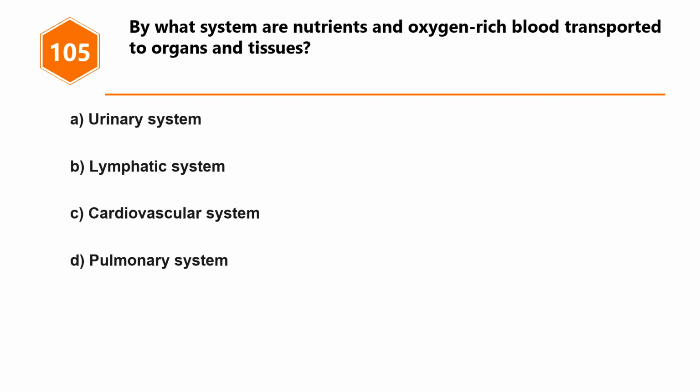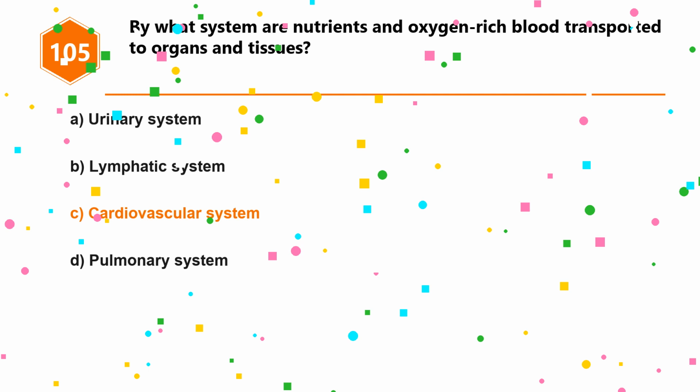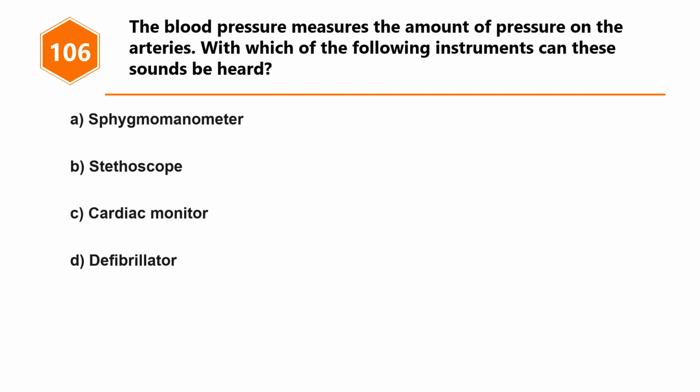Question 105. By what system are nutrients and oxygen-rich blood transported to organs and tissues? Option A. Urinary system. Option B. Lymphatic system. Option C. Cardiovascular system. Option D. Pulmonary system. The correct answer is option C. Cardiovascular system.